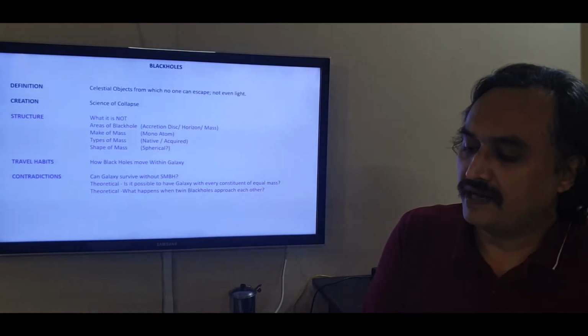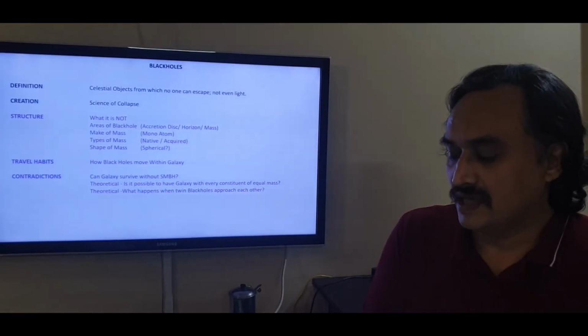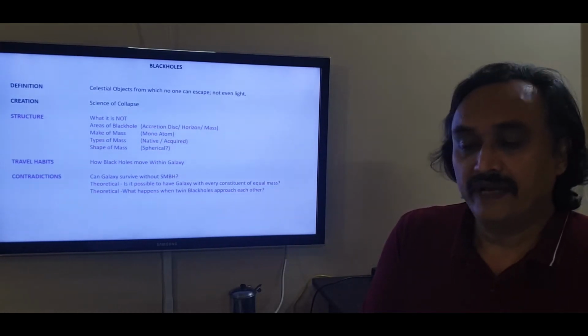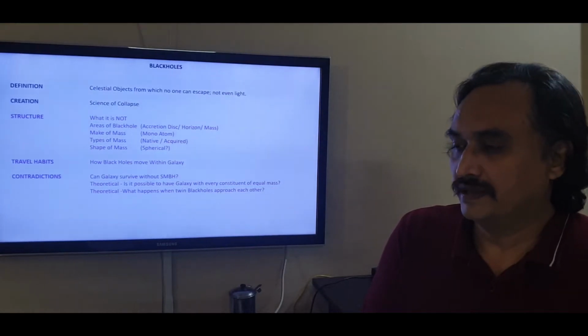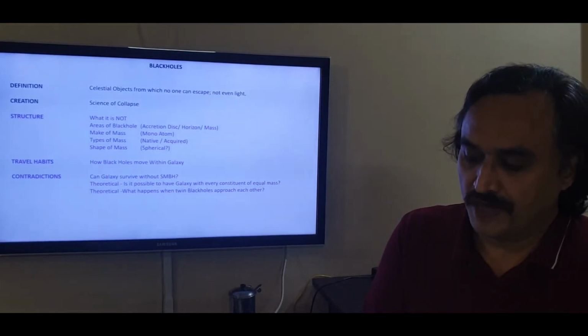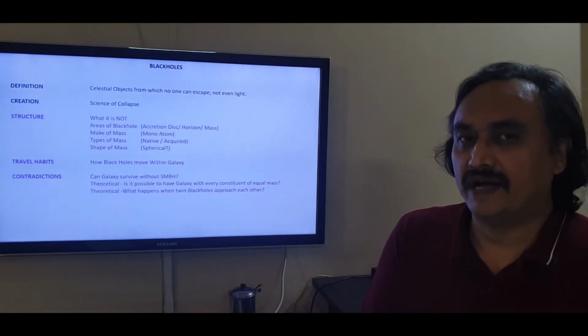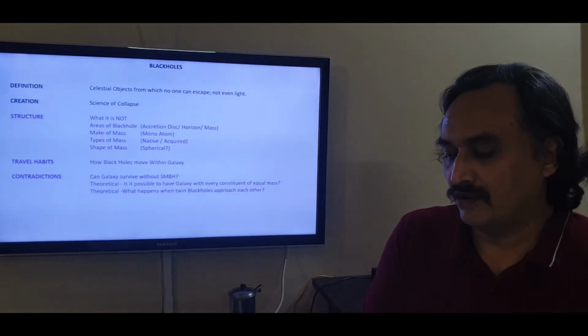And then we will try and address a few contradictions. Generally, it is said that a galaxy cannot survive without a supermassive black hole at the center. The very existence of the galaxy itself is because of the supermassive black hole. But we will try and prove that a galaxy can survive without a supermassive black hole. Even if it is not there, it can still survive.